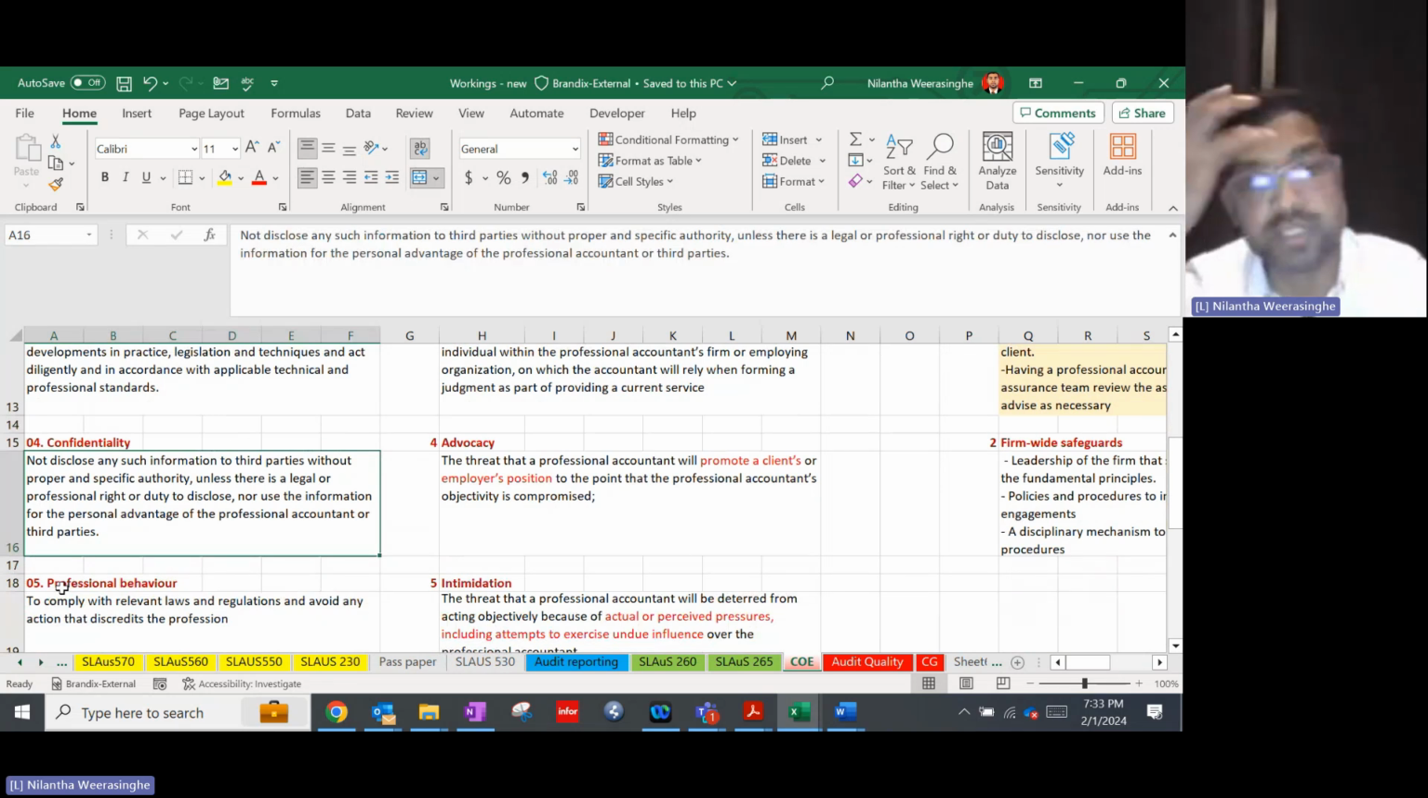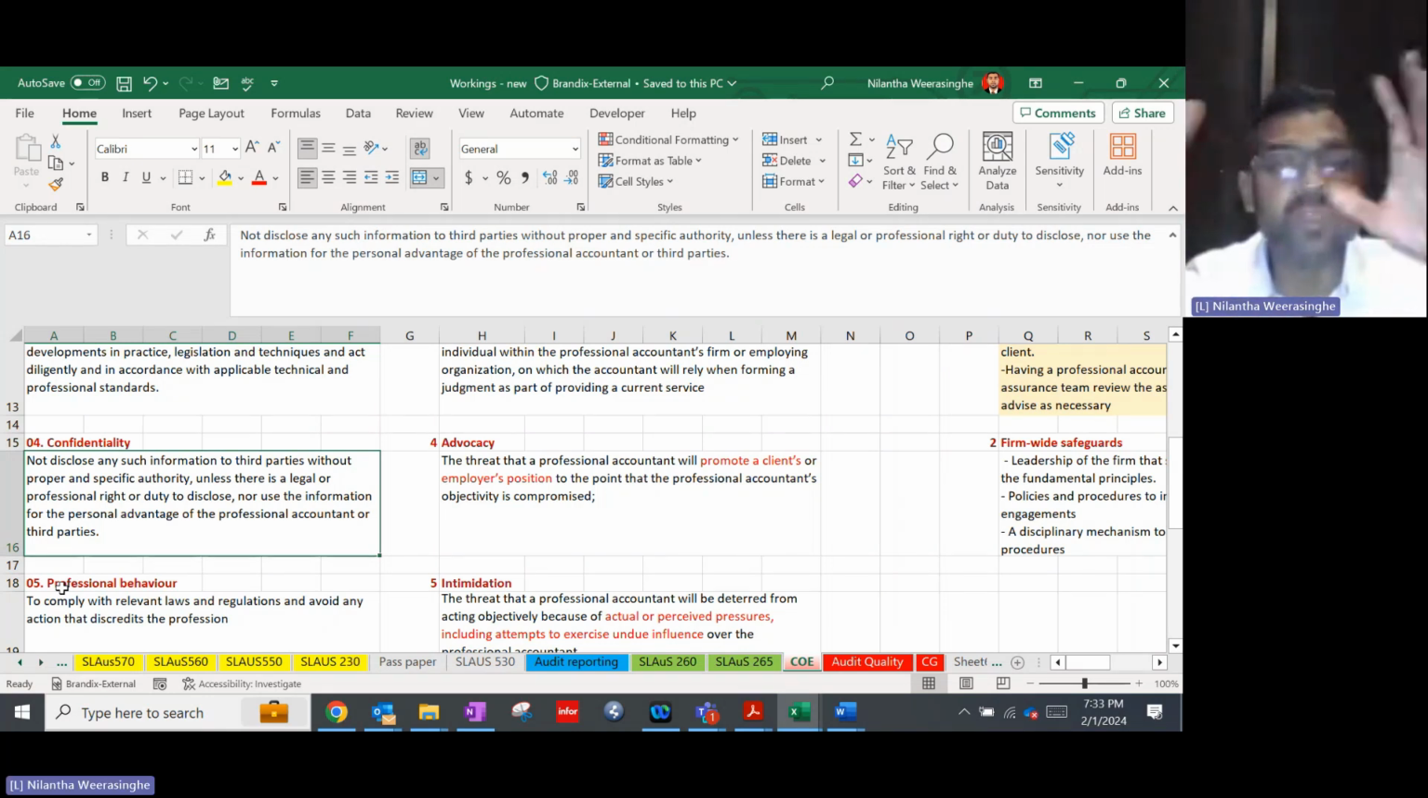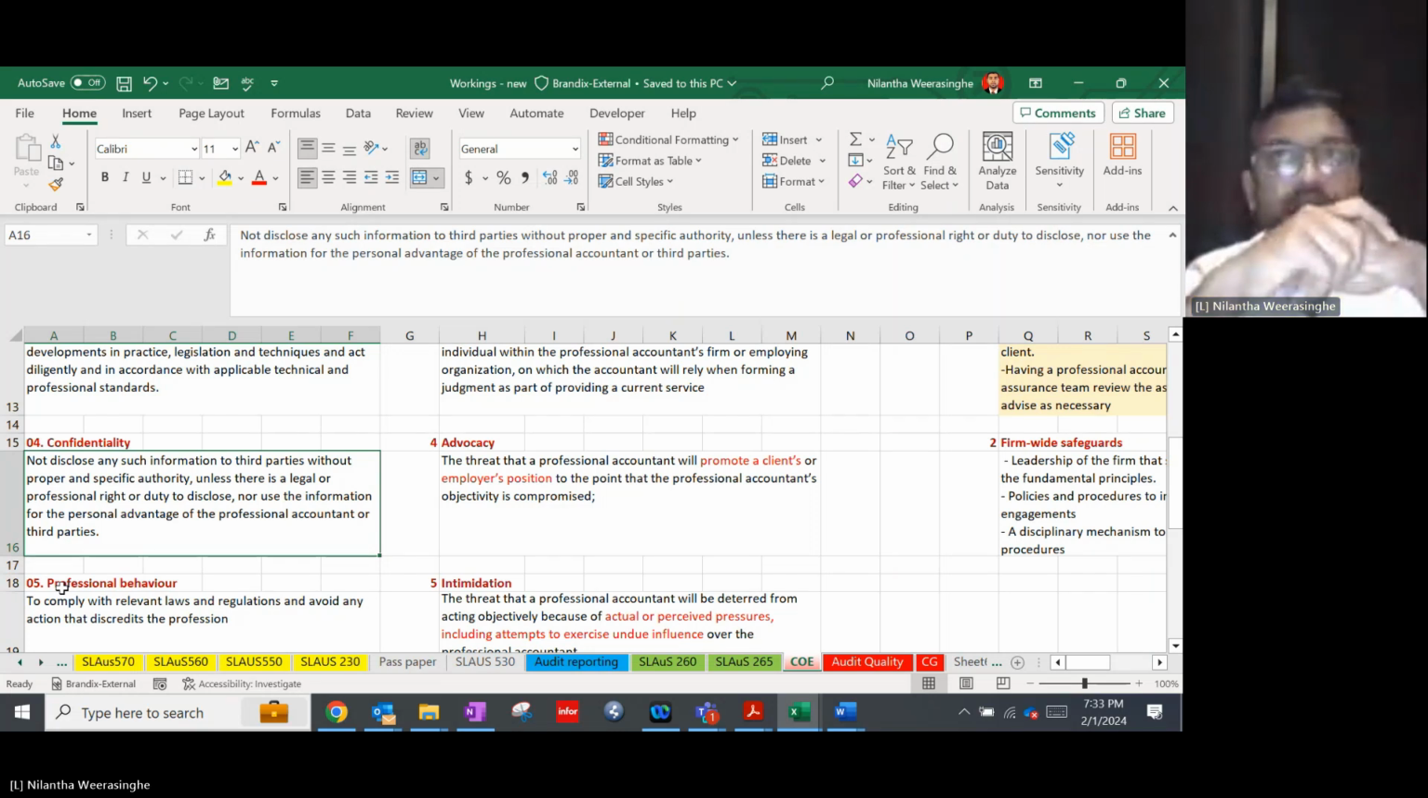confidentiality. What do you mean by confidentiality? Confidentiality means the client's confidential information. When you audit your client, you are exposed to sensitive information of the client. So you can't disclose it to a third party.